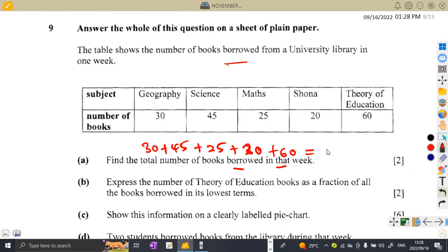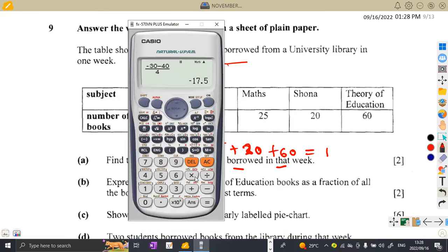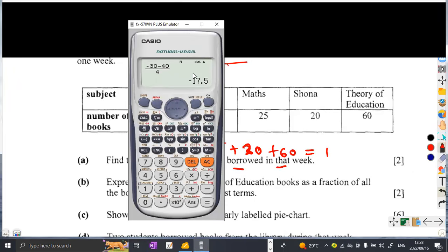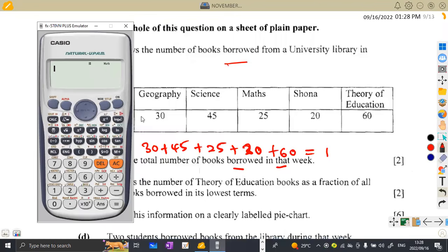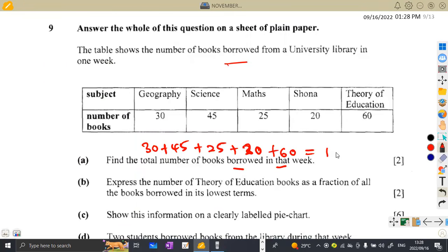Okay, so we're going to obtain 180 if we add properly. So let's just leave it to save some time. I just wish we finish everything. That's my wish, guys. So it's 30 plus 45 plus 25 plus 20 plus 60, like this. All right, so you're going to obtain 180. So that's 180 here, okay?